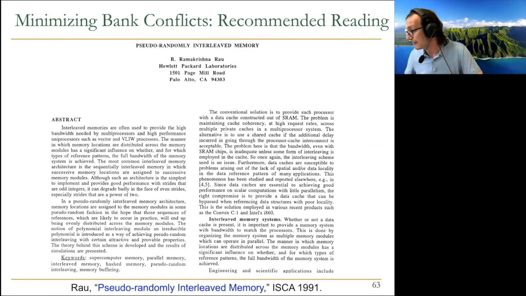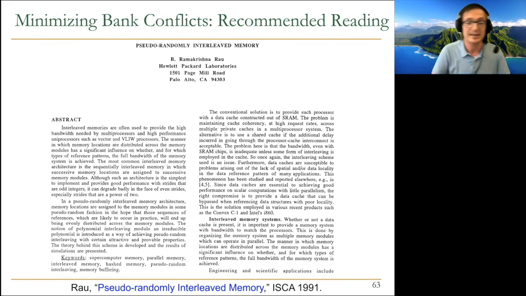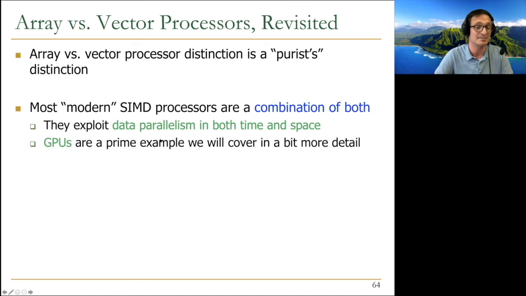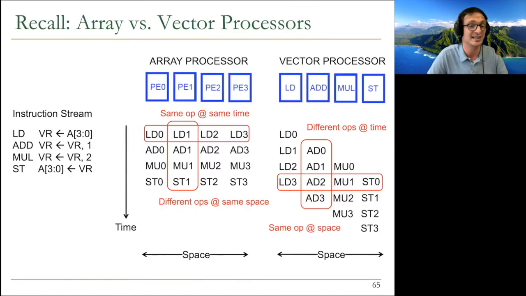Okay, so we're almost done. Basically, I will recommend you to take a look at this RAW paper if you're interested. This is a very seminal paper that talks about this. But basically, array versus vector processor distinction is the purest distinction. And most modern SIMD processors are a combination of both, as I said earlier. They exploit data parallelism in both time and space. And GPUs are a prime example we will cover in a bit more detail in the next lecture.